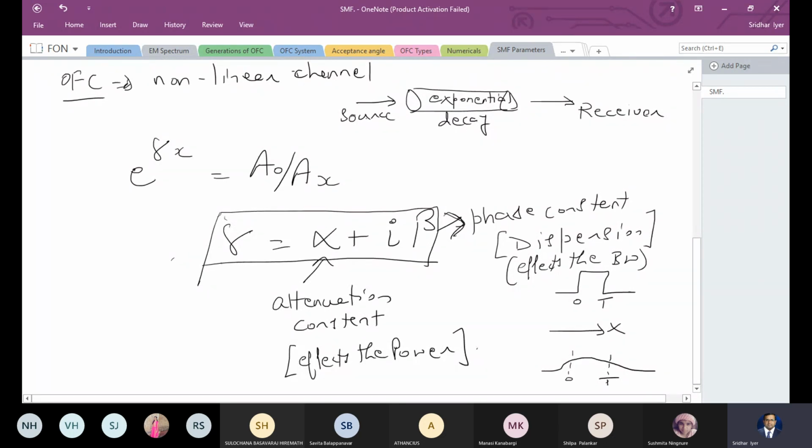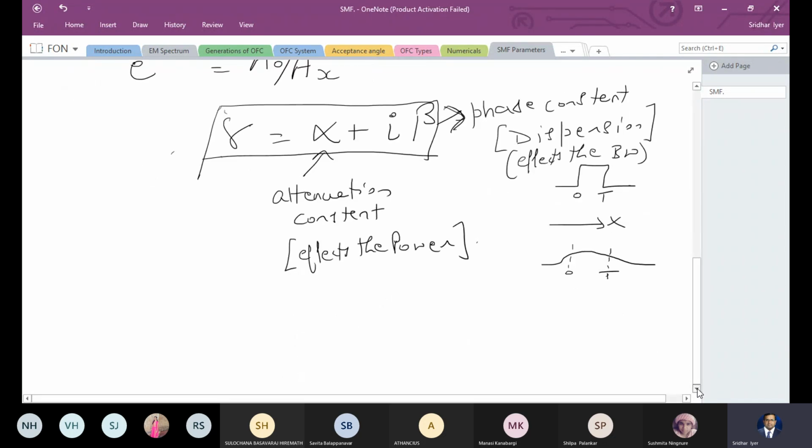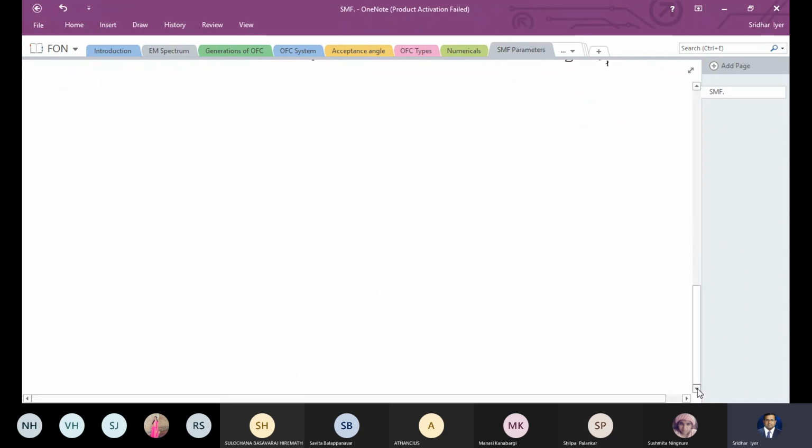These are certain parameters of the optical fiber, and we'll obviously be concentrating more on the single mode fiber because that is the one used for longer distances. The other parameter of interest in regard to fiber is known as the mode field diameter, in short MFD.